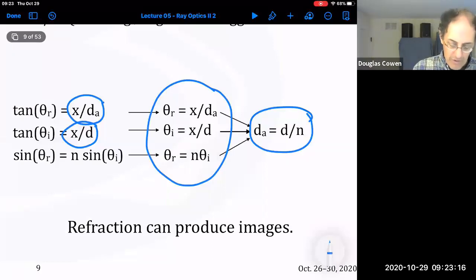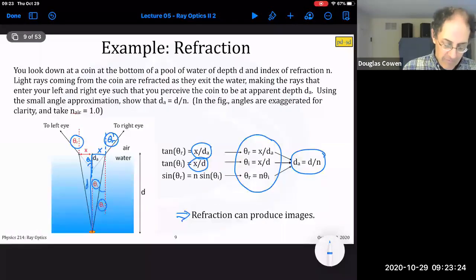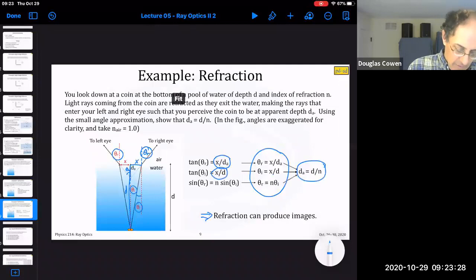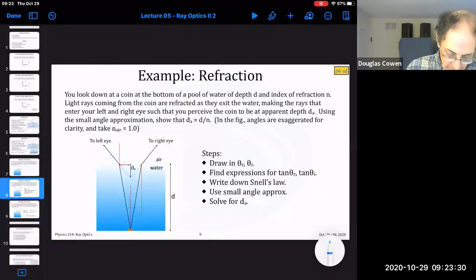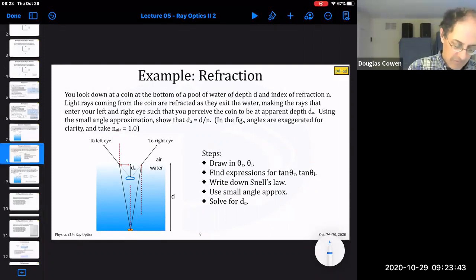So the conclusion that we can draw from this is that refraction can produce images. So the image in this case is this little coin, which appears to be right here. So there's a little image of the coin that is higher up in the water than its actual position in the water. And that was due to purely refractive effects.